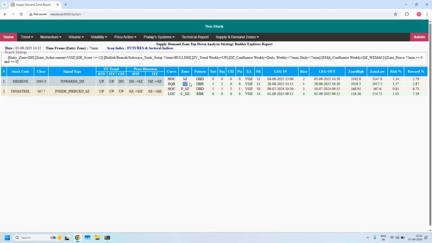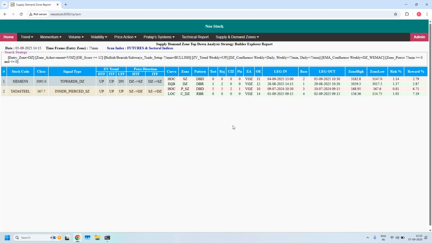So these 2 75 minutes demand zones might be having more high probability to get success, provided less than 20 checklist items are satisfied. Otherwise, there are higher chances of zone violation. So this is a bullish trade setup for weekly income trade.